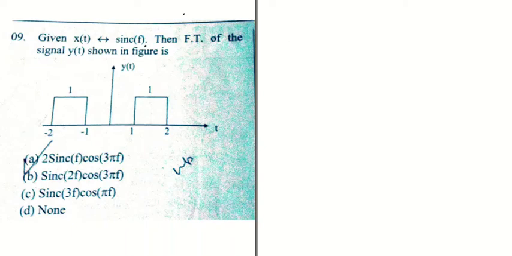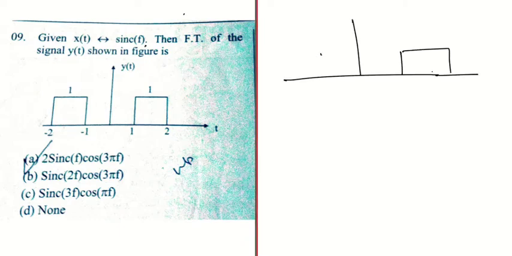So a signal is given here, that is our y of t. We have to find out the Fourier transform of y of t, that is Y of omega. I'm just going to draw our y of t. This is our rectangular function shifted.